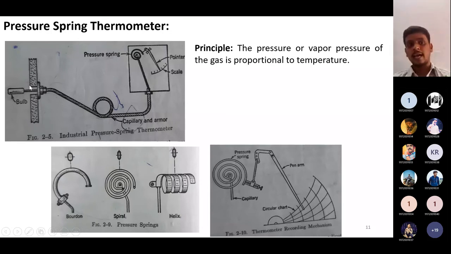So that deflection will be carried from the bulb to the pressure spring by using the capillary and armor. And from this deflection, it will be deflecting the pointer, so this pointer will be moving on the calibrated scale. Usually this deflecting medium, or the secondary element, is called a pressure spring. This secondary element will be of three types: the Bourdon tube type, the spiral type, and the helix type of pressure springs. So this is what the pressure spring thermometers are.